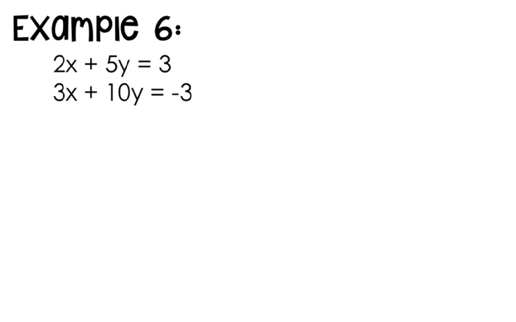Okay, so when we're looking at this next example, we should recognize 5 is a factor of 10. So I want to eliminate my y's, but my signs are both positive. So I'm going to need to multiply that first equation by a -2 to get me a -10.